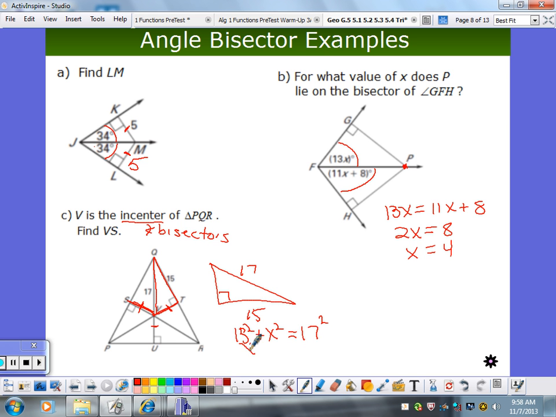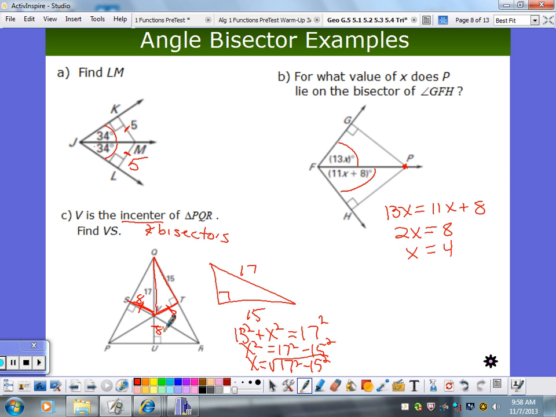And so let me just see if I can turn it around. 17 squared minus 15 squared. So x is going to be the square root of that thing, right? So I tell you what, I put that in my calculator. Actually, I didn't, but you could. And then what do you get? 8. I believe you get 8.